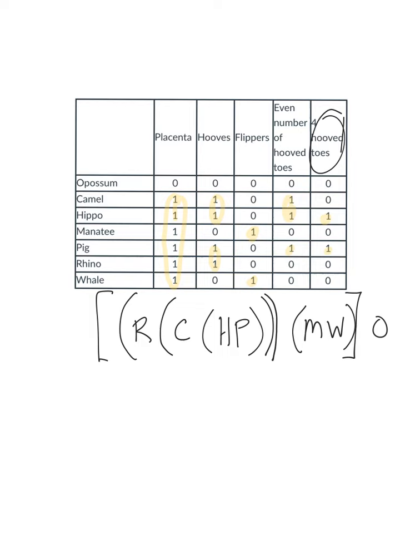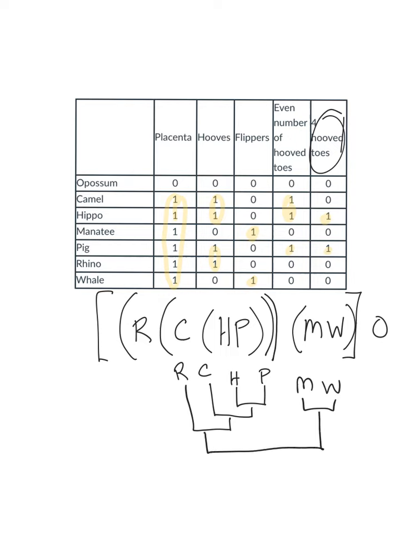So once you have that arrangement, you can easily draw a tree. So you're going to say, okay, well, we've got hippo and pig, and then camel is right outside of that, so there's our camel, and rhino is right outside of that. And then we have a manatee and a whale that form a group, and then they're all together as a group. Okay, and then our opossum is our outgroup.